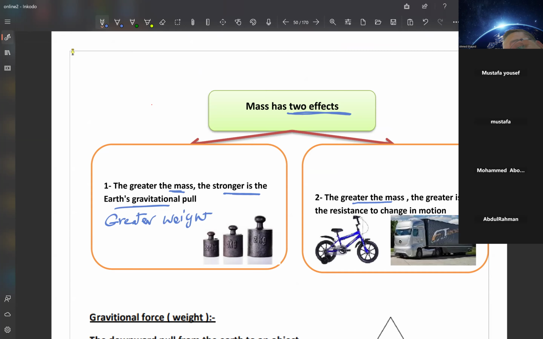And also greater mass, greater resistance to change in motion. For example, if we have a truck, greater mass, so it's difficult to change the motion of the truck. But because the bicycle has less mass, it's easy to change its motion. It's easy to be stopped or to move.